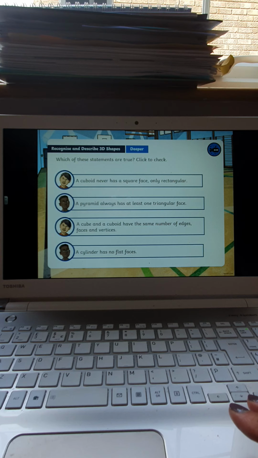Which of these statements are true? A cuboid never has a square face, only rectangular. A pyramid always has at least 1 triangular face. A cube and a cuboid have the same number of edges, faces, and vertices. And a cylinder has no flat faces.